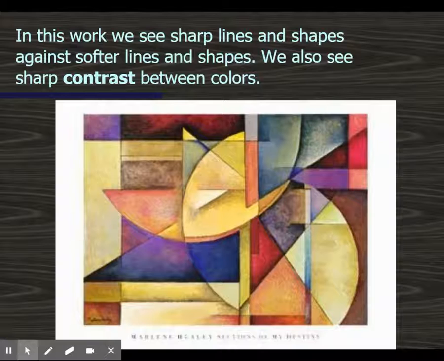Here we have contrast in colors. A lot of the contrasting colors that you should already know from a color wheel means that they are opposite on the color wheel. So if you look at violet, on the other side of violet, we have yellow.